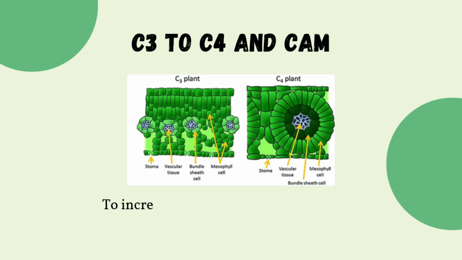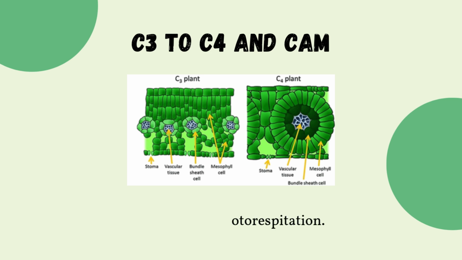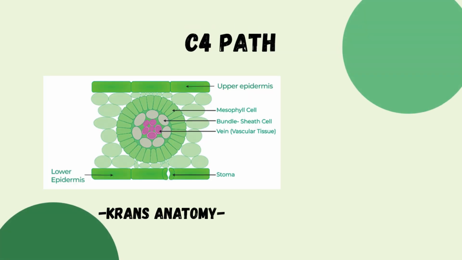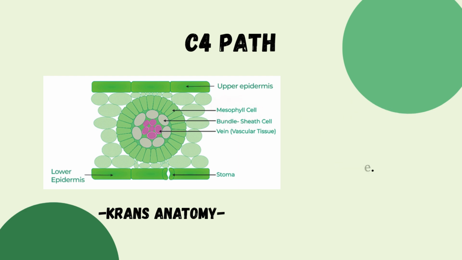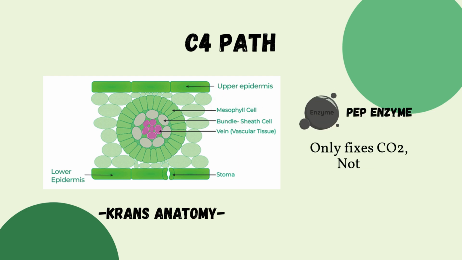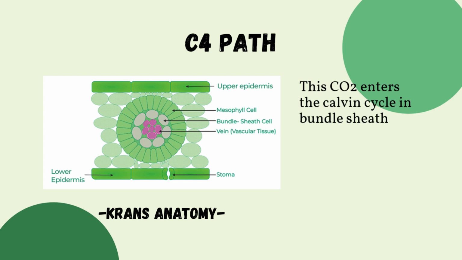C3 to C4 and CAM adaptations. These adaptations help plants concentrate carbon dioxide and reduce photorespiration. C4 pathway. In C4 plants, carbon dioxide is initially fixed in mesophyll cells by phosphoenolpyruvate carboxylase, forming oxaloacetate, a 4-carbon compound. This enzyme only fixes carbon dioxide and does not react with oxygen. Oxaloacetate is transported to bundle sheath cells, where carbon dioxide is released and enters the Calvin cycle, allowing efficient carbon fixation without oxygen interference.